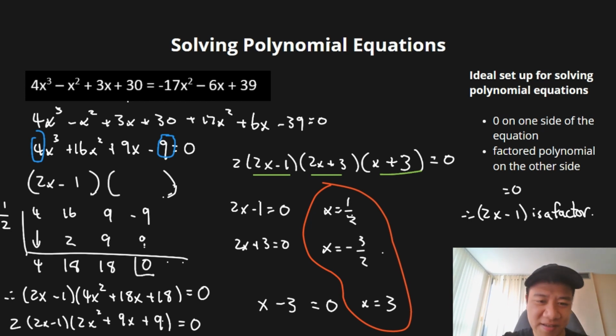So basically, we just have to repeat this process. This is a process of how to solve polynomial equations. Doesn't matter how complicated it is. We just want to have our ideal setup. So we just move terms from one side to the other until we have 0 on one side of the equation, which we achieved over here.